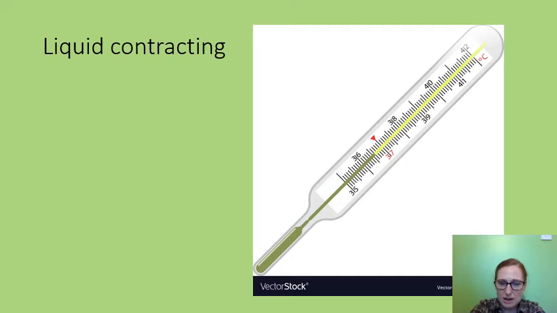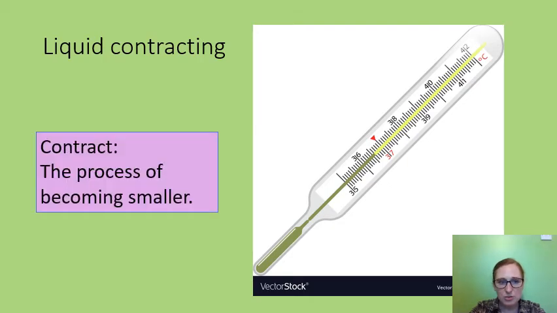So you can imagine if that liquid was growing, it would fill up more space and go right up the scale on that thermometer. Whereas when it's getting colder, it will travel down the thermometer to contract at the bottom there, the base of the thermometer. Okay, so that's how liquids can contract too.